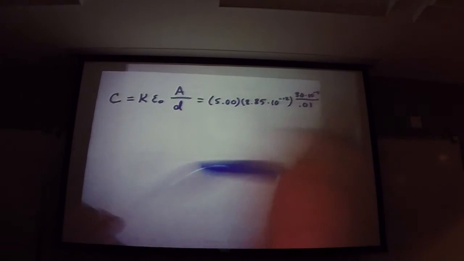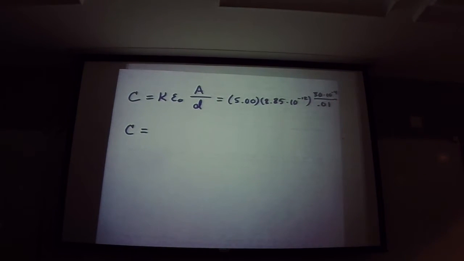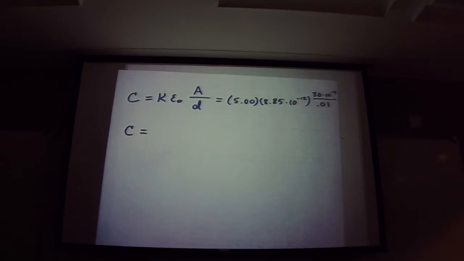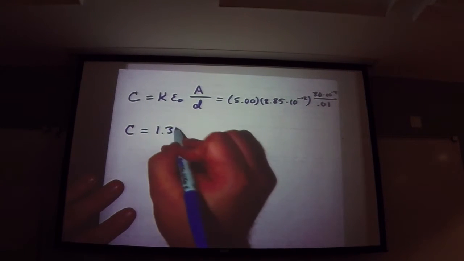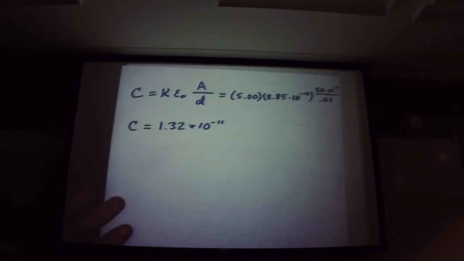So somebody please calculate what the capacitance is. It's going to be something really small, but please calculate what it is. The answer is really small. I think it's 1.32 times 10 to the negative 11. Okay, so 1.32 times 10 to the negative 11. To be more precise, it's 1.33. Fair answer?